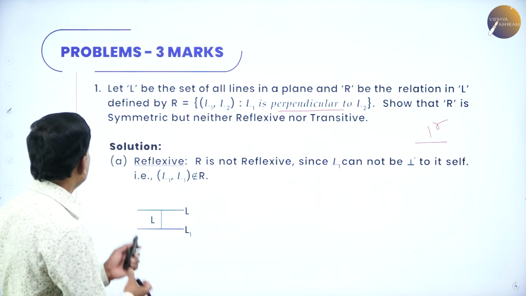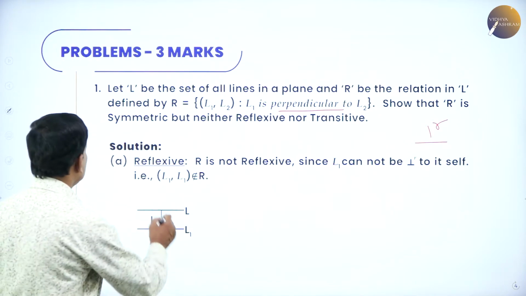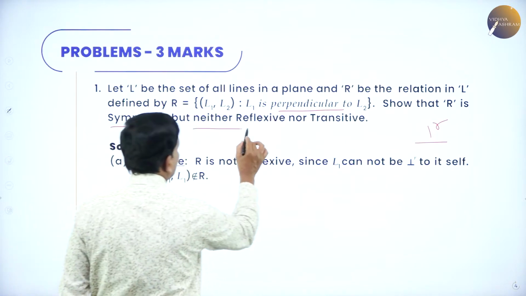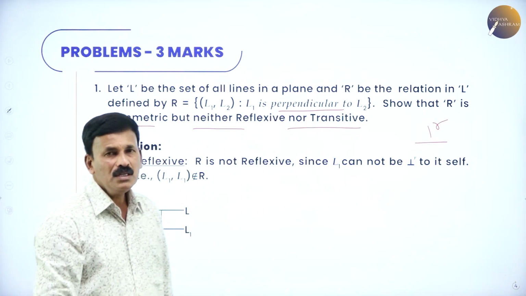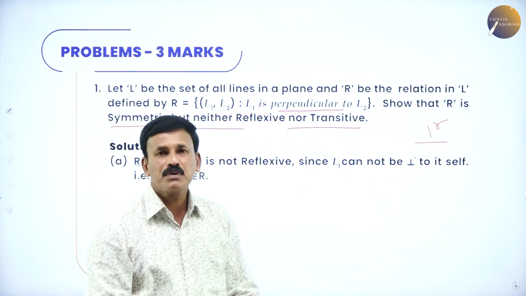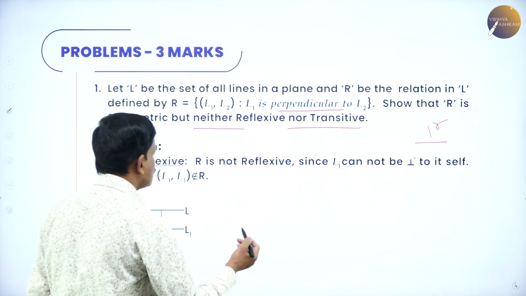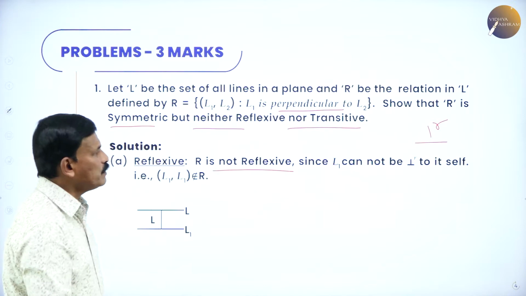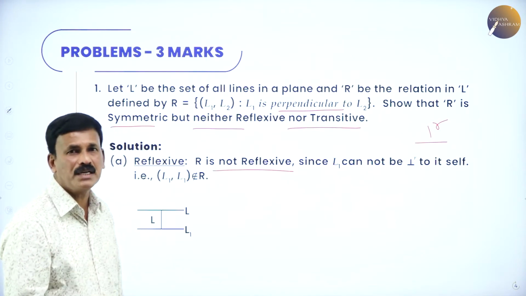Then show that R is symmetric but neither reflexive nor transitive. Now what is to verify? This is only symmetric but neither reflexive nor transitive. Generally, one line is not perpendicular to itself. Straight away you can say R is not reflexive because L1 cannot be perpendicular to itself. The same line cannot be perpendicular to the same line.